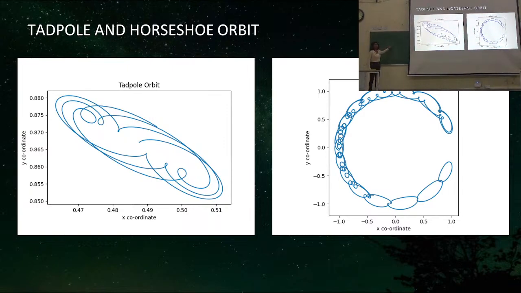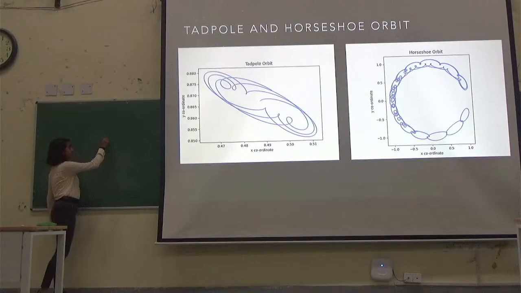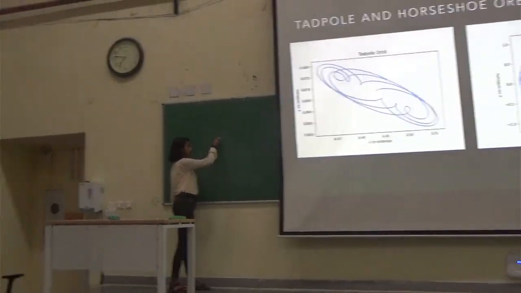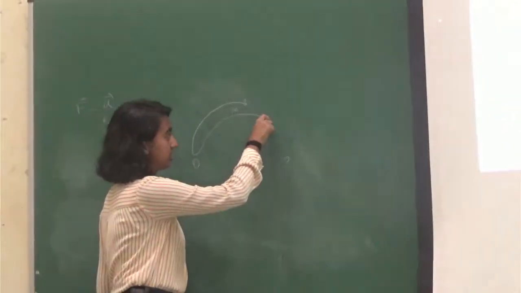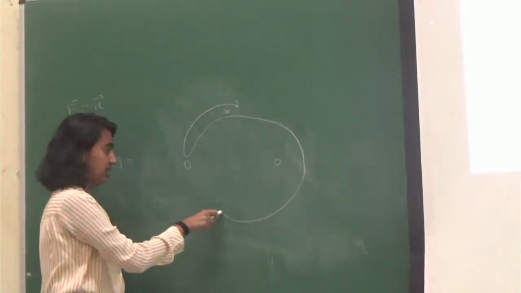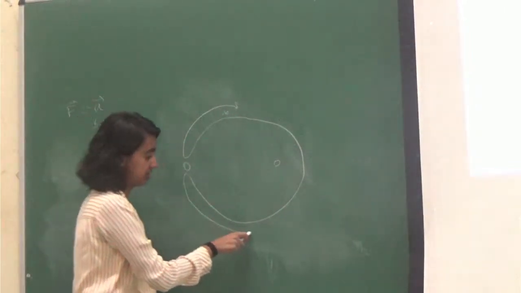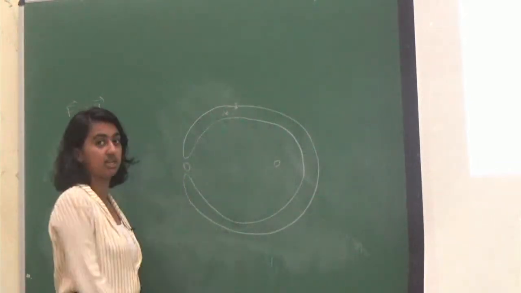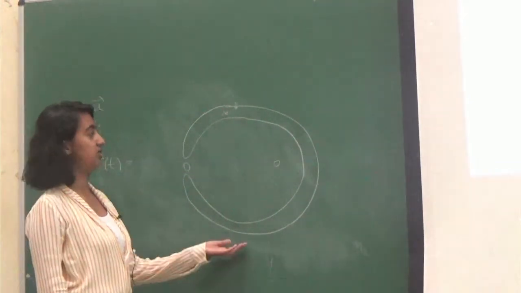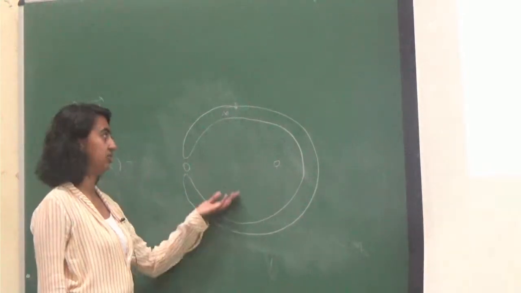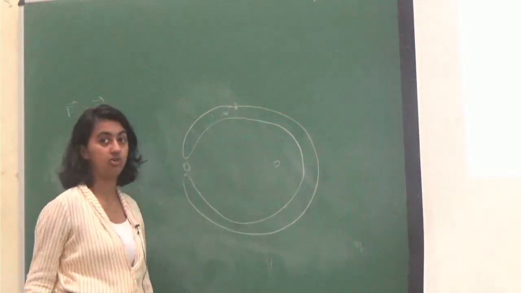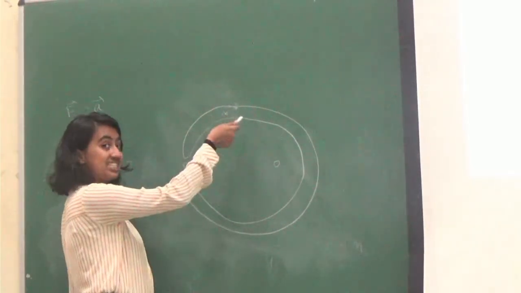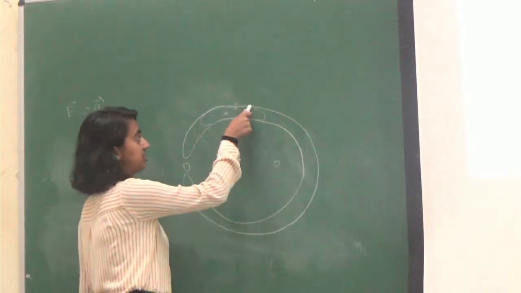Horseshoe orbit: we also start from near L4, but we give it some initial velocity. So then what happens? It starts from here, goes all the way around close to this point, turns around, goes around again, and comes back here, turns around again, and comes back. This is a horseshoe orbit because it's shaped like a horseshoe. If you put an object here and give it a lesser velocity, then it will just do that.